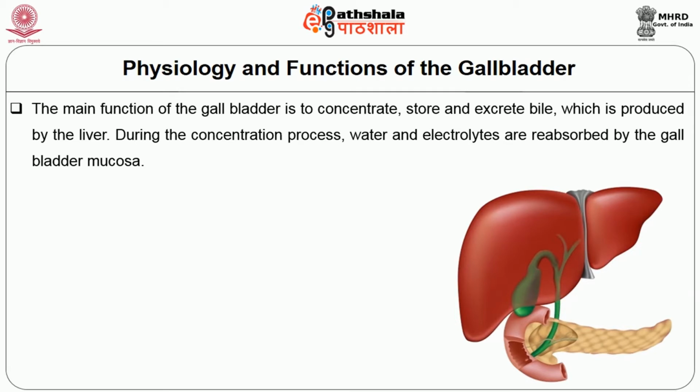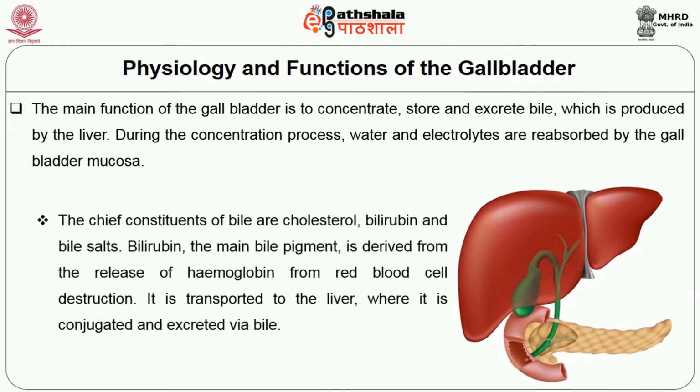During the concentration process, water and electrolytes are reabsorbed by the gallbladder mucosa. The chief constituents of bile are cholesterol, bilirubin, and bile salts. Bilirubin, the main bile pigment, is derived from the release of hemoglobin from RBC destruction. It is transported to the liver where it is conjugated and excreted via bile.